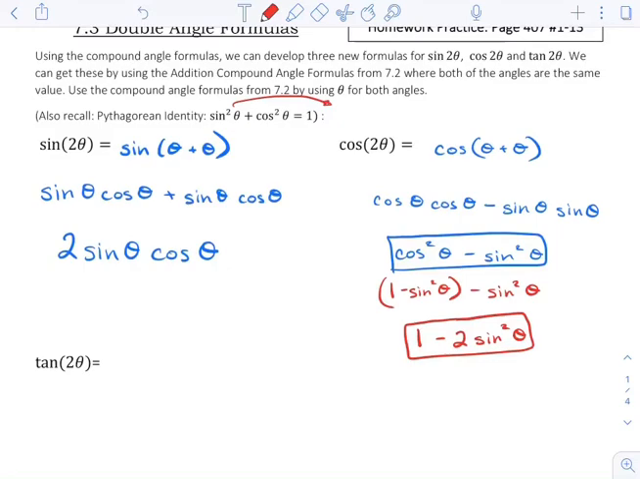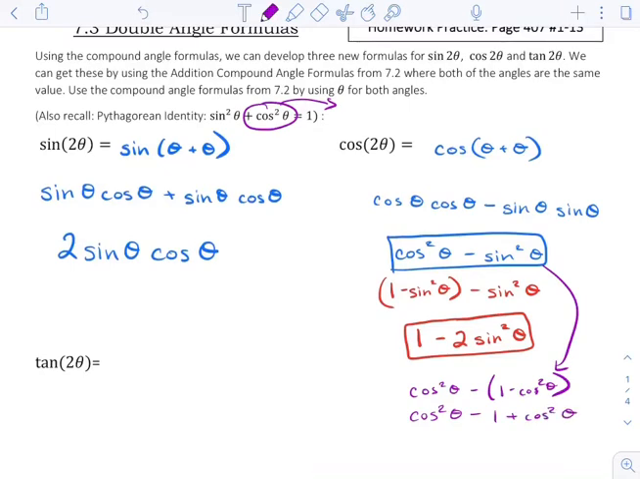We can do the same thing for the sine. I know that sine squared theta is equal to 1 minus cos squared theta. So we're going to have cos squared theta minus, in brackets, 1 minus cos squared theta. When I distribute that negative through, we get cos squared theta minus 1 plus cos squared theta. If I add those 2 cos squared thetas together, we get 2 cos squared theta minus 1. That's also derived from that original formula.